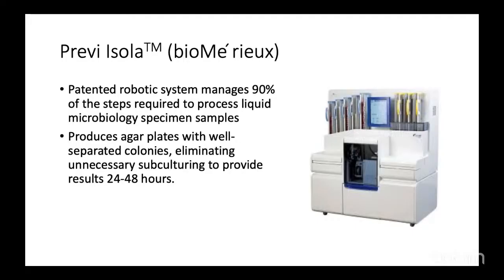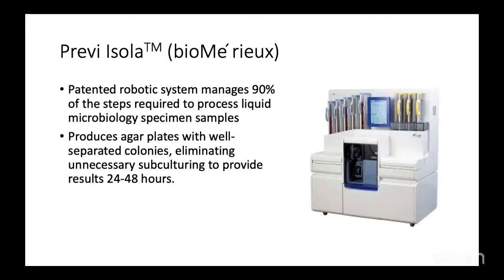Now systems do. In Previa Isola, again, it's a patented robotic system which manages 90% of the steps required. You can see here there are various types of culture media that you can put. If you want, there are those which have 2 heads, 3 heads. Suppose you want for each sample one blood agar and one MacConkey. So you can put them separately here also, or you can put them one by one also. So agar plate with well separated colonies, eliminating unnecessary subculture, which provide results within 24 to 48 hours.